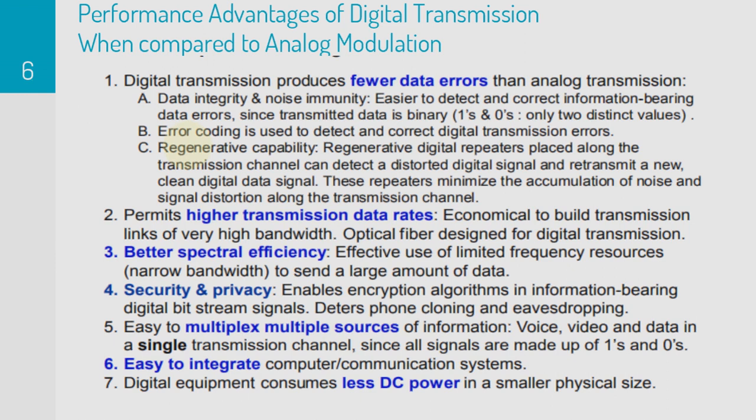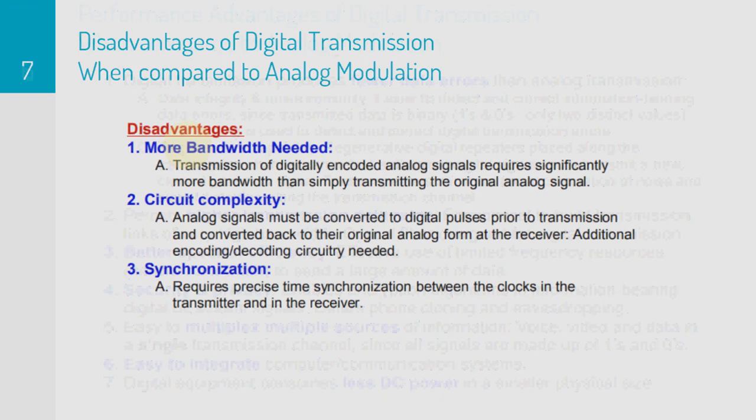And the fourth one is security and privacy. It enables the encryption algorithm in the information bearing digital bit stream signal, and detects phone cloning and eavesdropping. It is easy to multiplex the multiple sources of information like voice, video and data in a single transmission channel since all signals are made up of ones and zeros. The next performance advantage is that it is easy to integrate into a computer or communication system. And the next one is that digital equipment consumes less DC power in similar physical size.